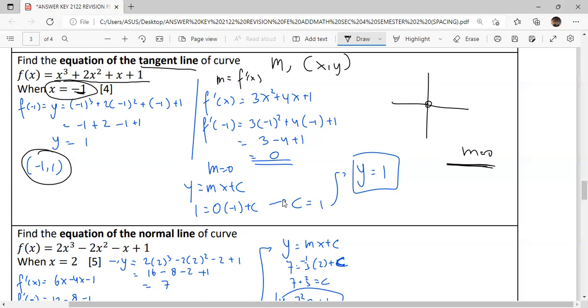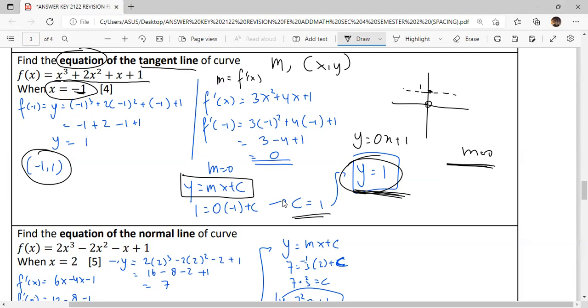Very easy. m equals 0, y equals mx plus c, because it is asked for the equation. The m is 0, x is negative 1, c is something that you need to find. So 1 equals 0 plus c, so c equals 1, as simple as that. So y equals 0x plus c, so y equals 1 itself. That's all. This is your equation. Why doesn't it look like y equals mx plus c? Because there's no x. Simple. So if asked, you draw this.